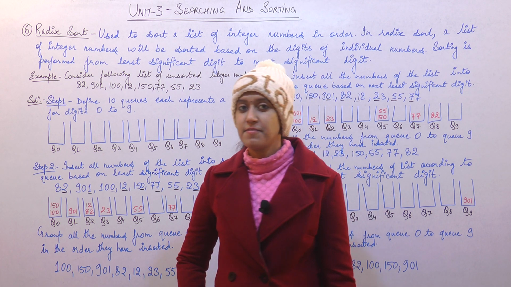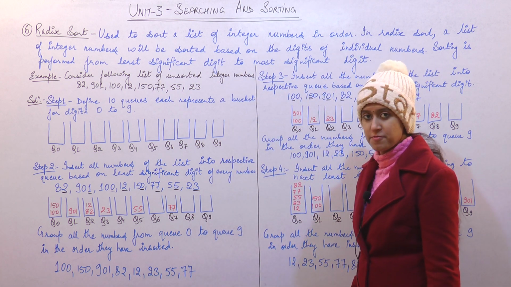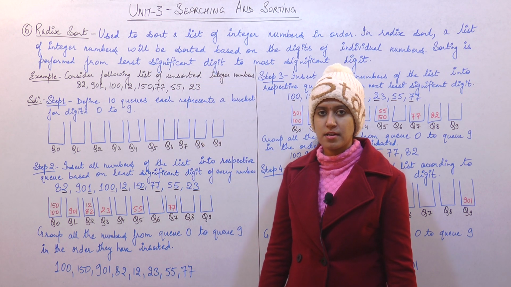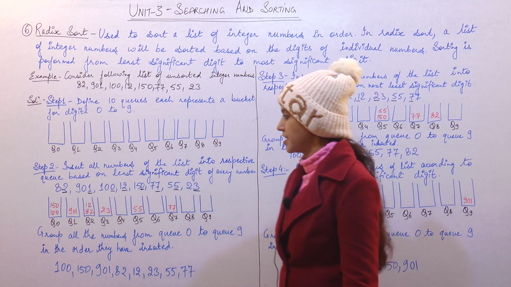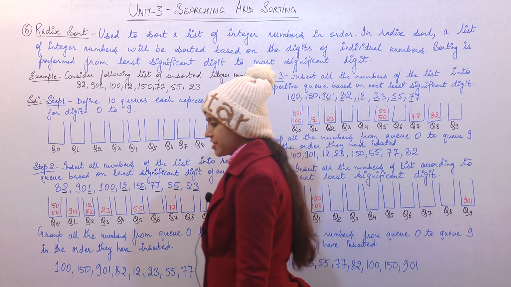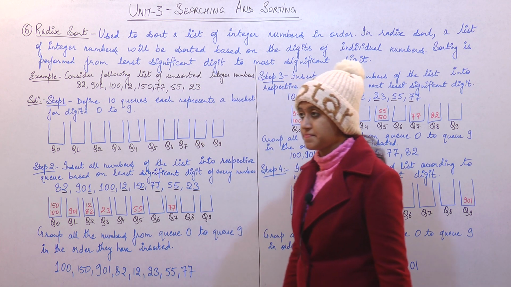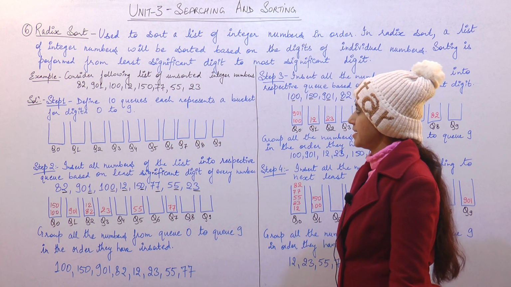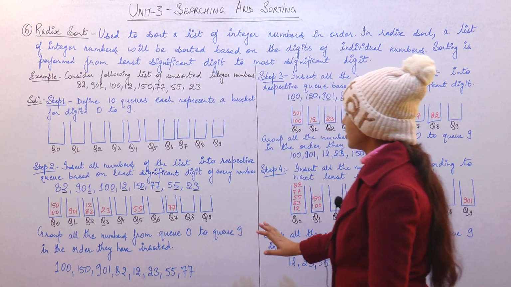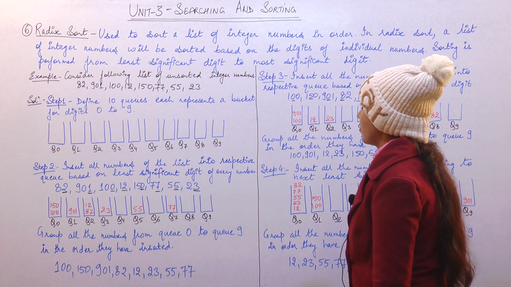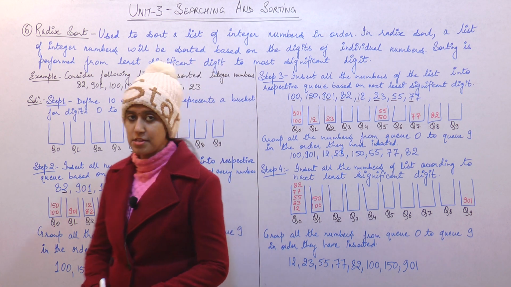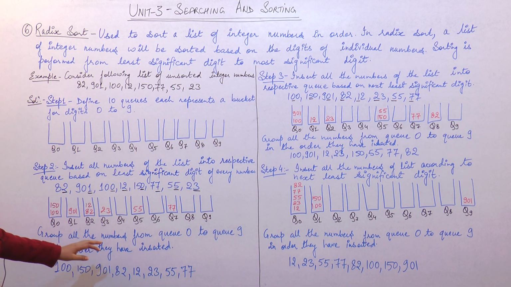In today's lecture we will study the sixth type of sorting technique, that is the radix sort. Till now we studied five different types of sorting techniques, which included insertion sort, selection sort, and the merge sort. So in today's lecture we will discuss radix sort. Radix sort is mainly used for sorting a list of integer numbers in order.